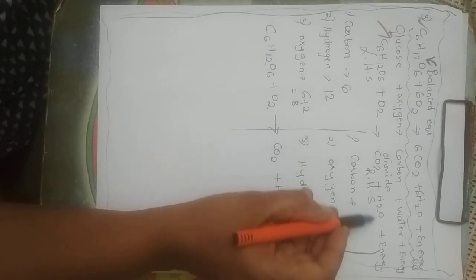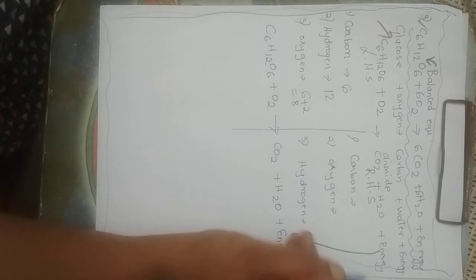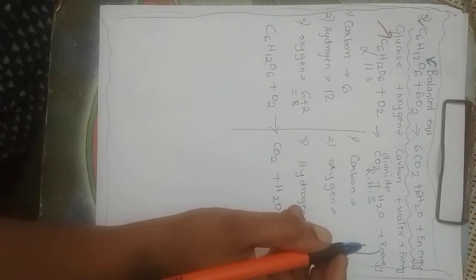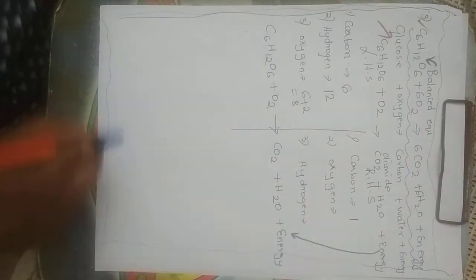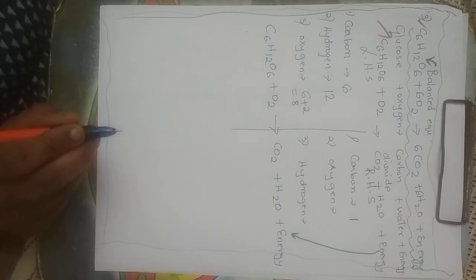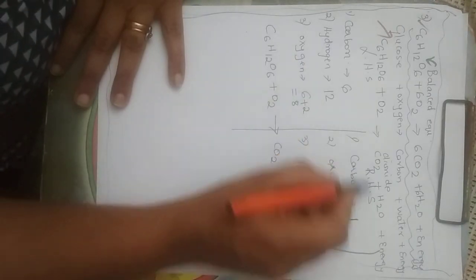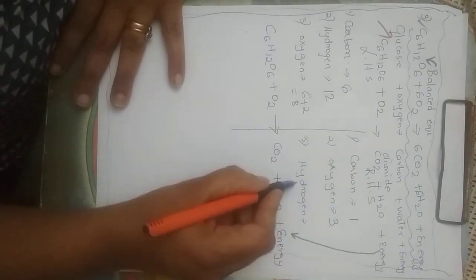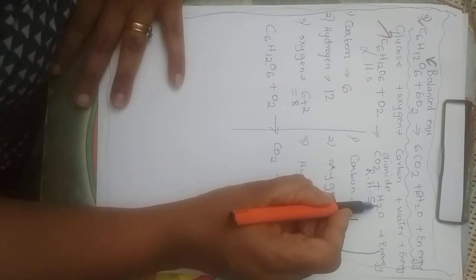How many carbon are there? Count. See, how many? Okay. Now, oxygen. So, let's count 2 plus 1. Now, hydrogen. Let's count 2. Okay. Let's do again.